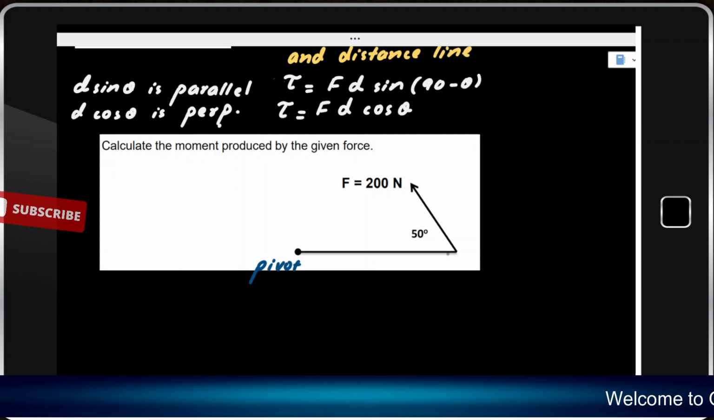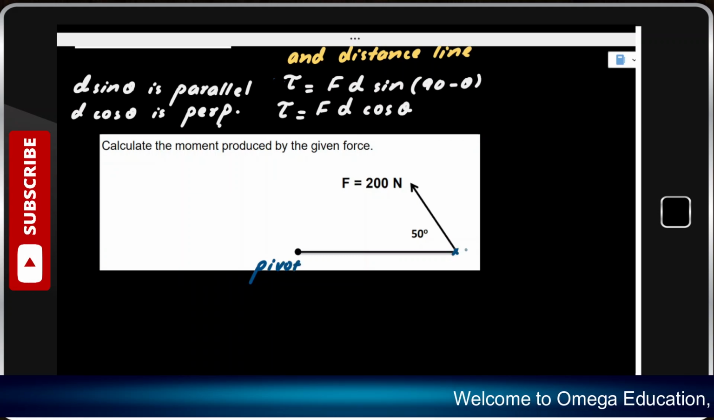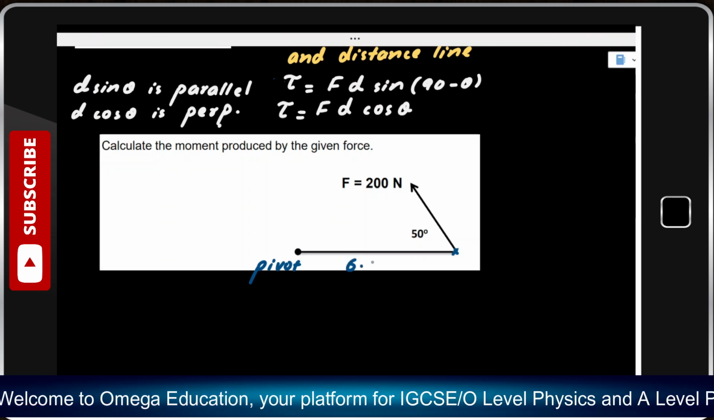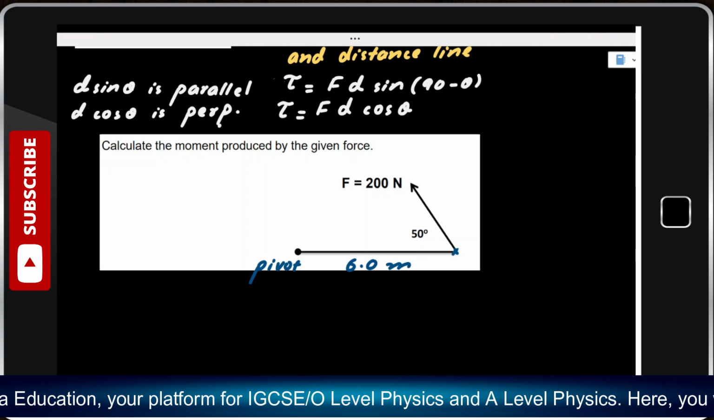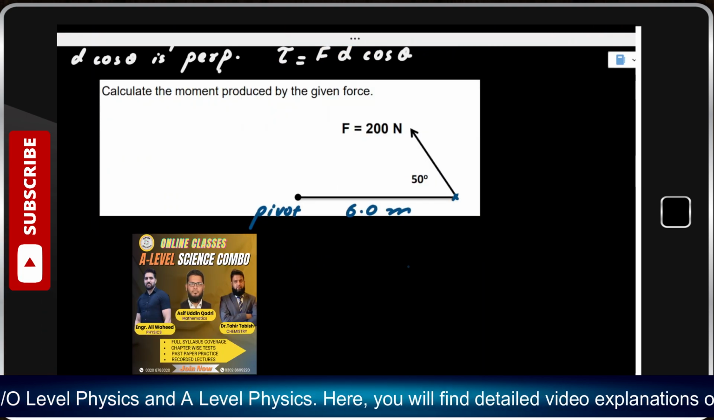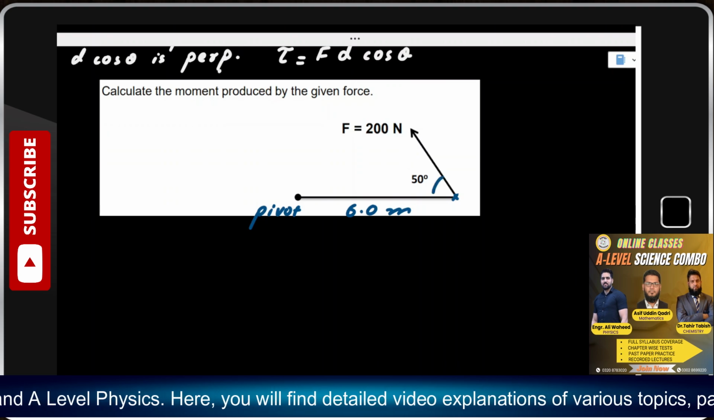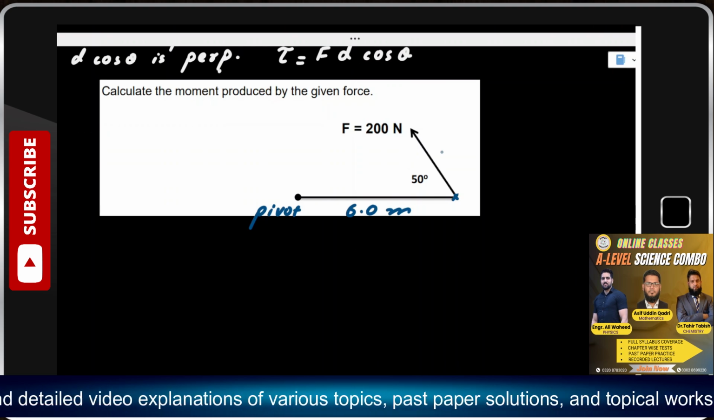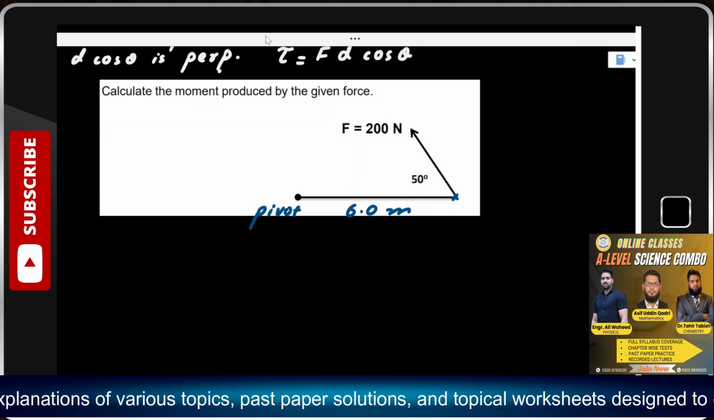So your pivot, and this is a point where the force is being applied, and the distance between these two is 6.0 meters. That's part of the question. But this distance is not perpendicular to the force. You see, these two are not perpendicular to each other. How do we solve this? Two methods. Let's go with both of them.